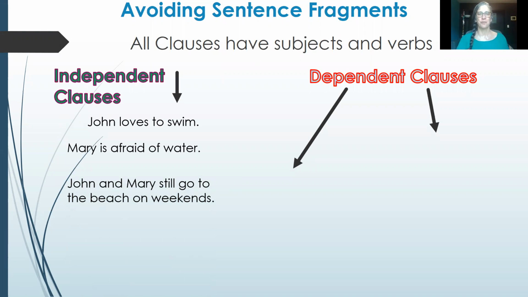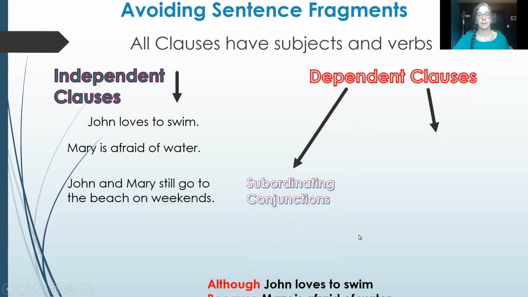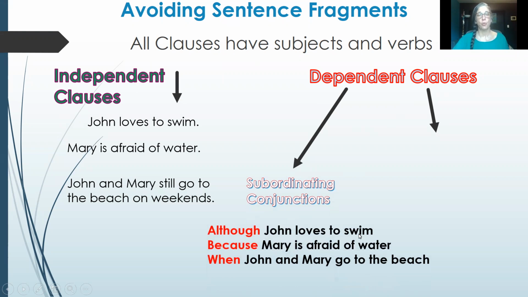Did you struggle with the word still for a moment? Yeah, I guess it describes go. It does, because what if I were to say John and Mary never go to the beach? See, never changes the meaning of go, just like still changes the meaning of go. And that's what makes those adverbs. Now, your dependent clauses also have subjects and verbs, but they begin with either a subordinating conjunction, like although, because, or when. And let's take a look at John loves to swim, independent clause. Let's put although in front of it. Although John loves to swim.